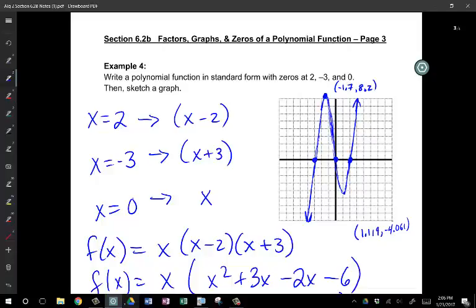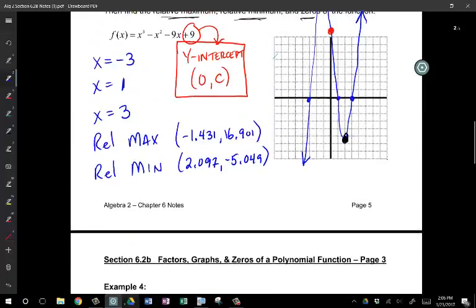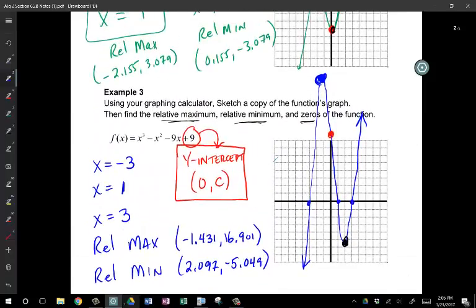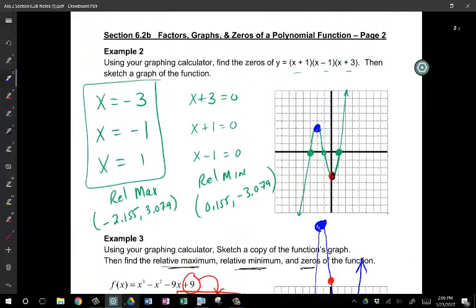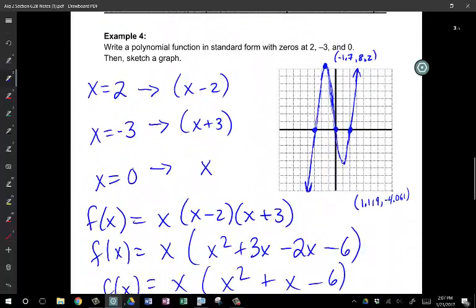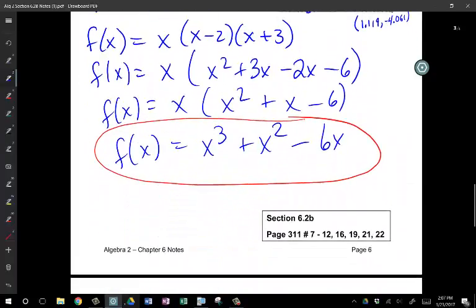Okay, so we've talked about zeros, standard form, relative max, relative min, y-intercept, using our calculator, graphing, sketching. It's a little sketchy though. Going from an equation to zeros, going from zeros to an equation. So I think we've got all the different possibilities there.